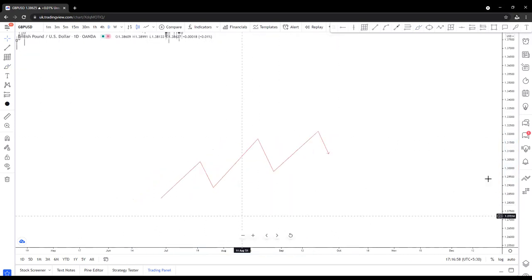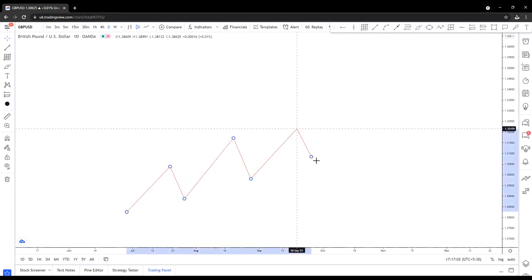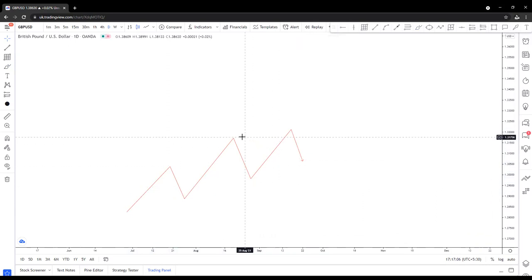Now, the banks know that, the banks or the market makers or whoever you want to call it. They know that, and they do not want us to make profit. The reason is our stop losses are their profit. You understand that?